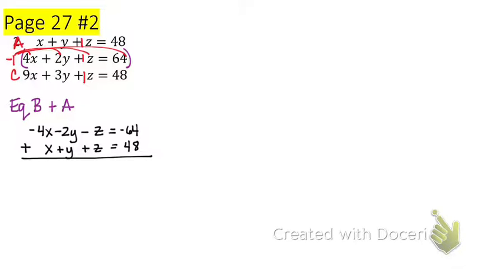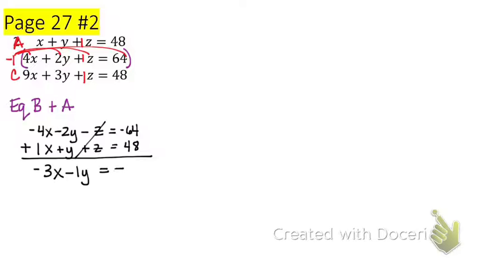So I needed the opposites because if I didn't have opposites, when I added them, nothing would eliminate. And we need one of the three to eliminate. So when I add them together, I get -3x minus 1y. This eliminates. And what is -64 plus 48? -16. Do we all agree that it's -16? Because I left my calculator in the front.